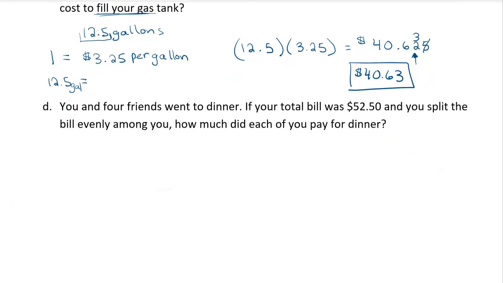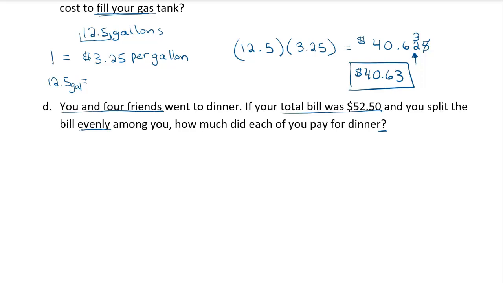All right, and then the last one. So we have you and 4 friends went to dinner. If your total bill was $52.50 and you split the bill evenly among you, how much did each of you pay for dinner? So we have you and 4 friends. Your total bill was $52.50 and you split the bill evenly. How much did each of you pay for dinner? There's my question mark, right? So there's one question that I'm answering.